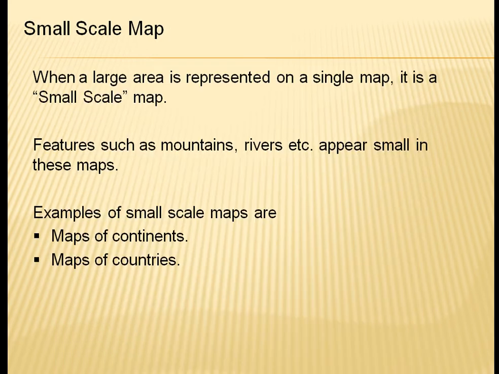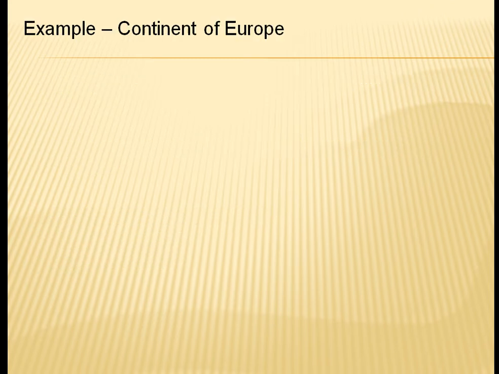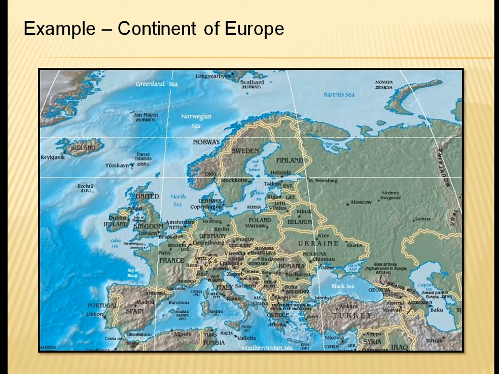Next, small scale map. When a large area is represented on a single map, it is a small scale map. A large area is shown in a single map. Such features as mountains and rivers appear small in these maps. Examples of small scale maps are maps of continents and maps of countries. Let's see. See this.